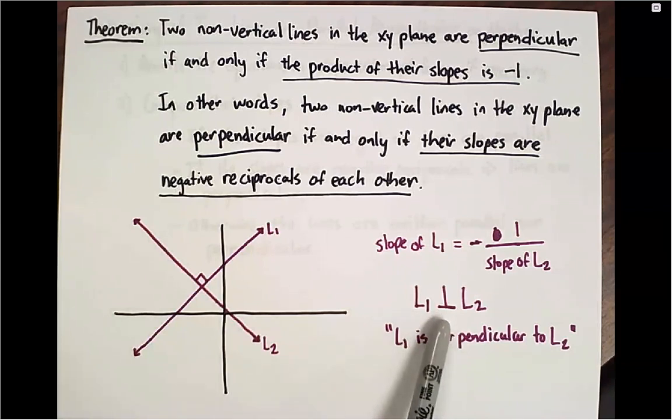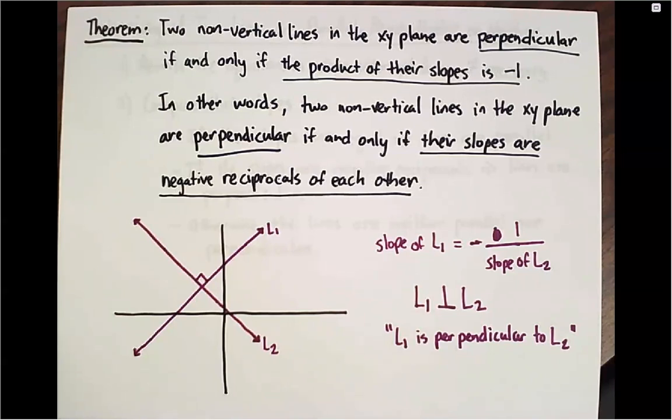Here's the notation for perpendicular. It's an upside down capital T. If you see this, you read it as L1 is perpendicular to L2. The upside down capital T stands for perpendicular. The two straight up and down vertical lines stand for parallel. Okay? And so again.